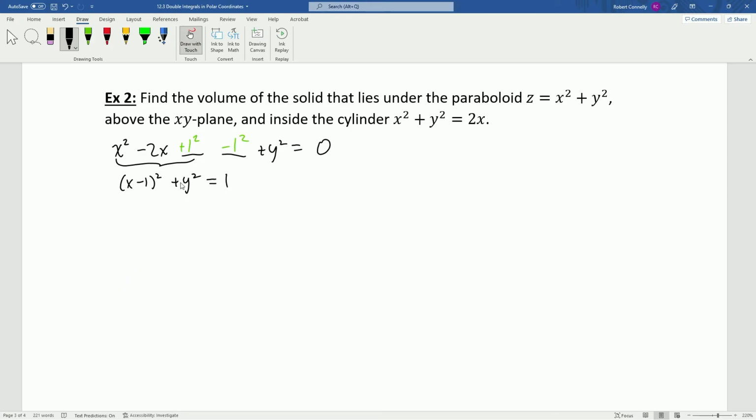So in other words, this looks like the circle centered at (1, 0) with radius 1.